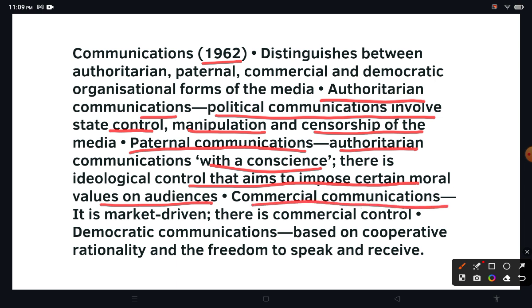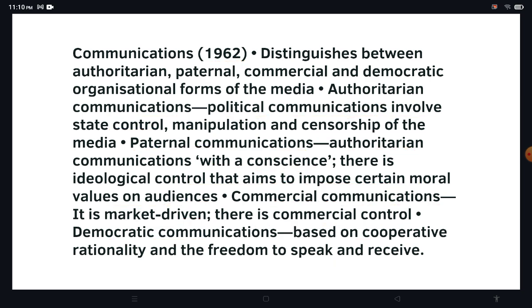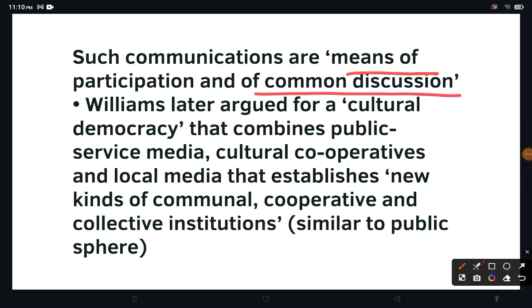Then commercial communication. It is market driven, with commercial control; when you try to buy something, that is market driven commercial control. Then democratic communication, based on cooperative rationality and the freedom to speak and receive. So there are authoritarian communication, then paternal communication, commercial communication, and last is democratic communication. This is interesting, right? Such communications are means of participation and common discussion.